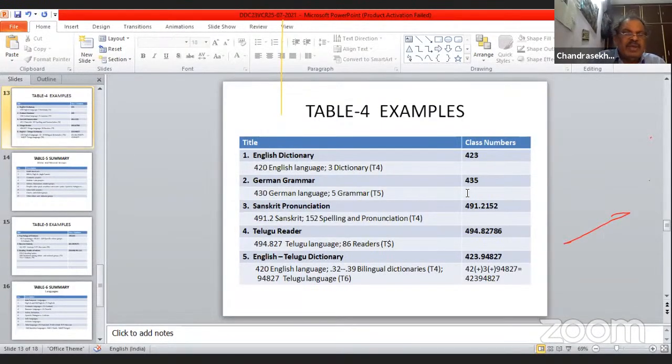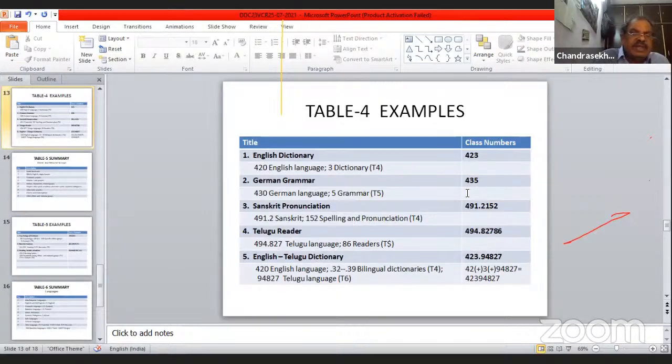Telugu English dictionary. This is a bilingual dictionary. Two languages are coming here. So what is the number for the English language? 420 is English language. 3 is dictionary. Then how to give the second language? Telugu is also there. This is called a bilingual dictionary.